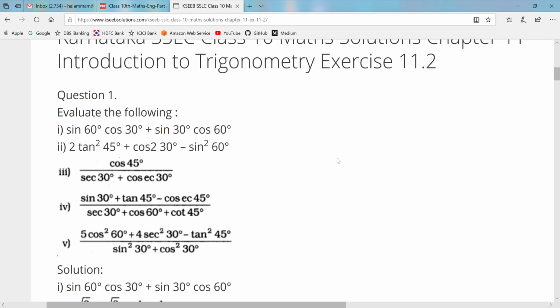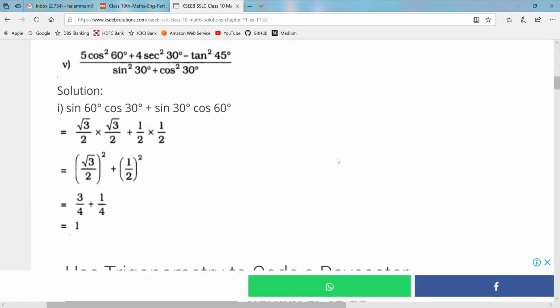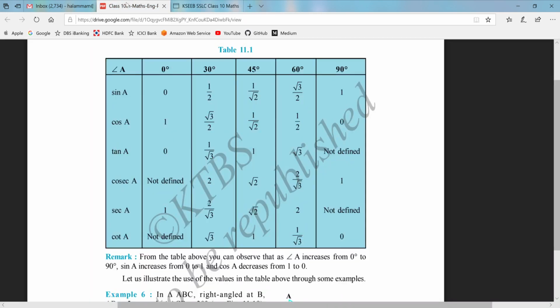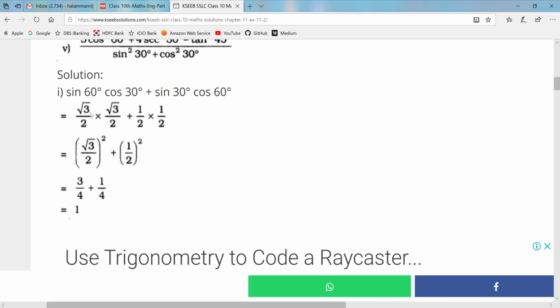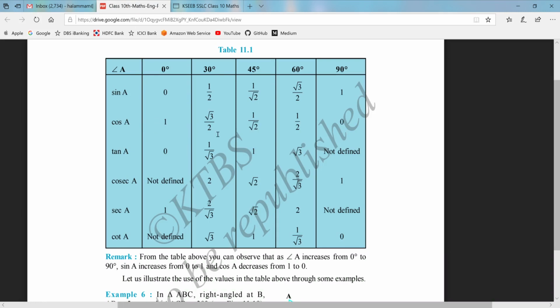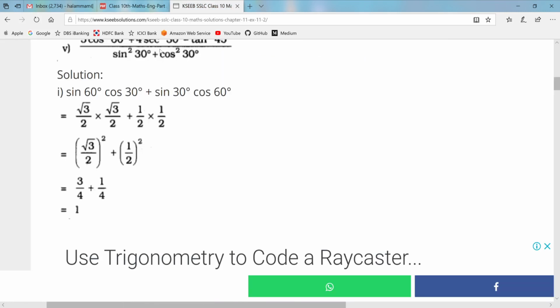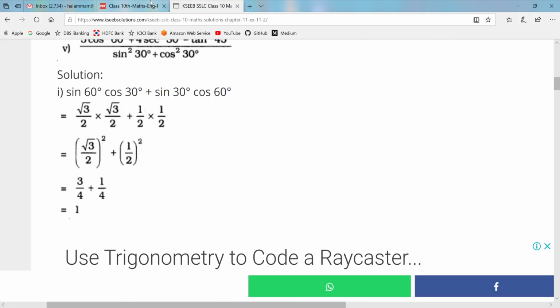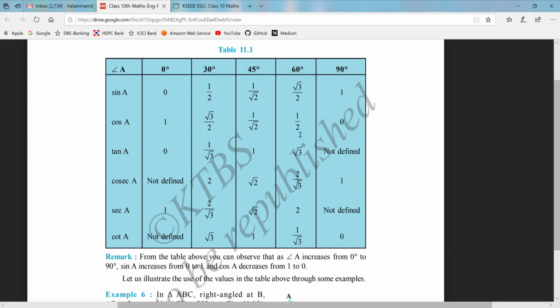cos 60 degree. Okay, here the solution is, find out the value of sine 60 degree in this table first. That is, sine 60 degree value is root 3 by 2. Put the value root 3 by 2 here into cos 30 degree. Find out the cos 30 degree. Again cos 30 degree is root 3 by 2. Plus is there, put the plus sign. And sine 30 degree is 1 by 2. Put the 1 by 2 value. And cos 60 degree also 1 by 2.